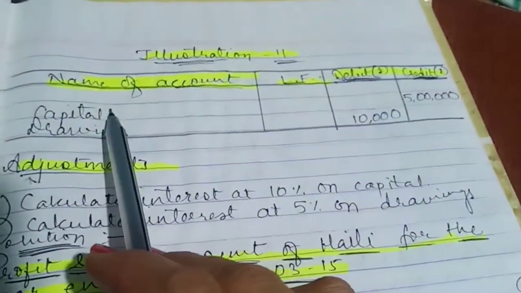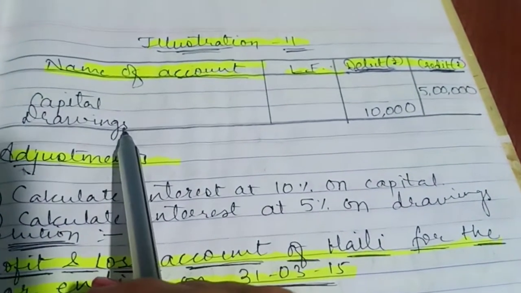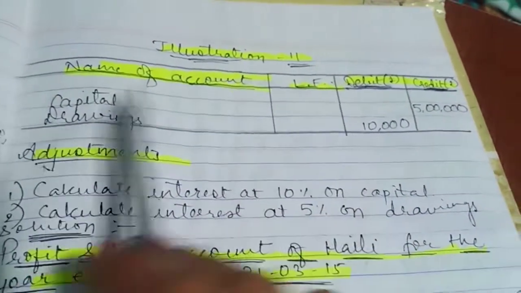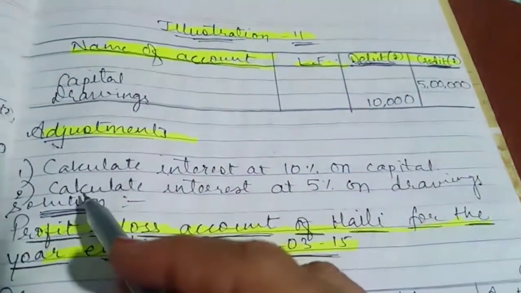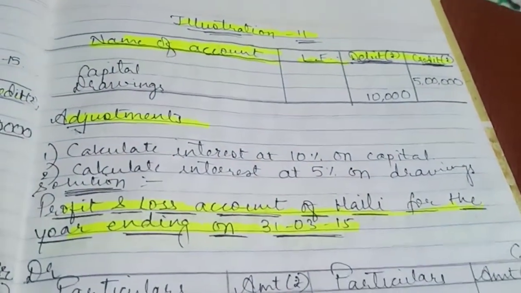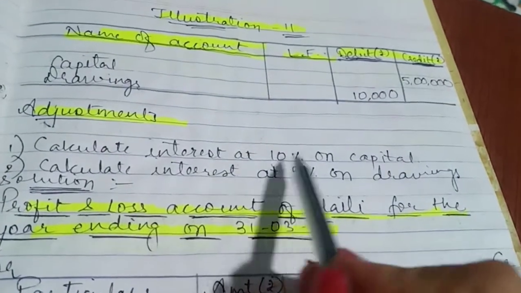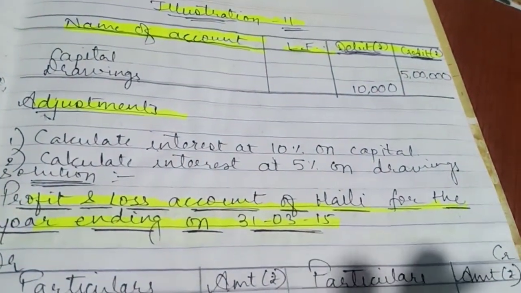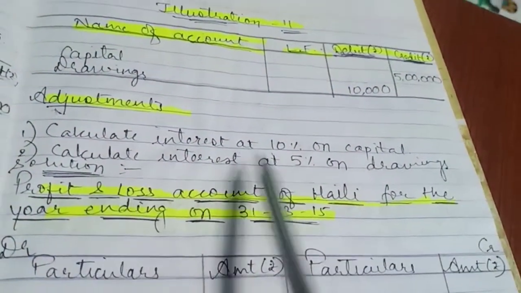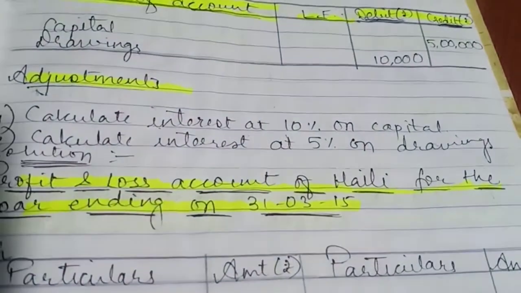In that you have been given capital and drawings in the question. Drawings is 10,000 and capital is 5 lakh. Same as the last sum. And you have to make 2 adjustment entries. One is calculate interest at 10% on capital. You have to compute 10% interest on capital. And you have to compute 5% interest on drawings.